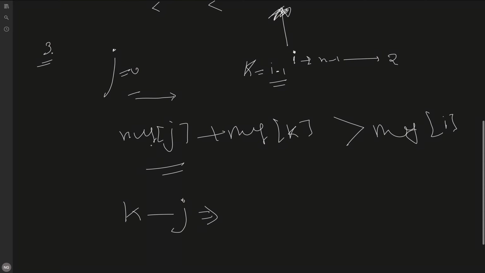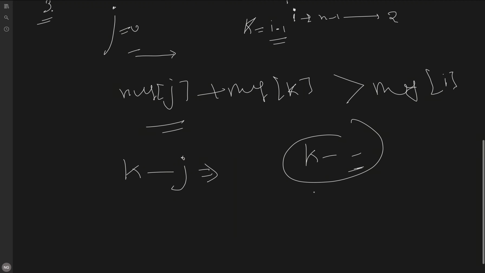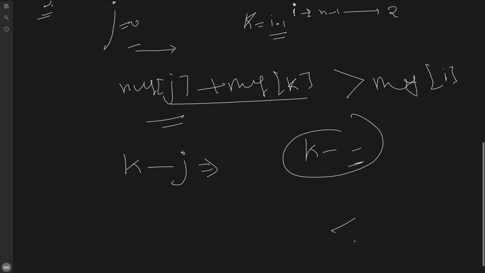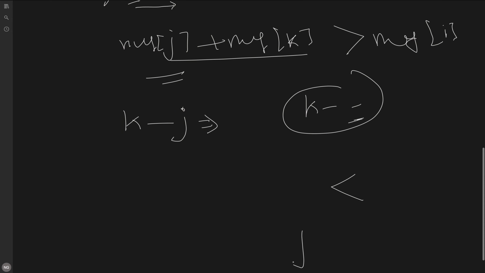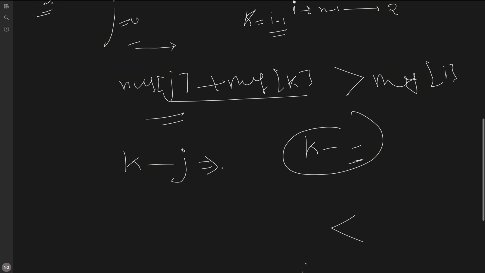And now as we know, increasing j there is no point. So in that case we decrease k by 1. And in the other case, if this condition is not greater, it is less than, then we increase our j by 1. So that is the approach. Now you can pause the video and code yourself.